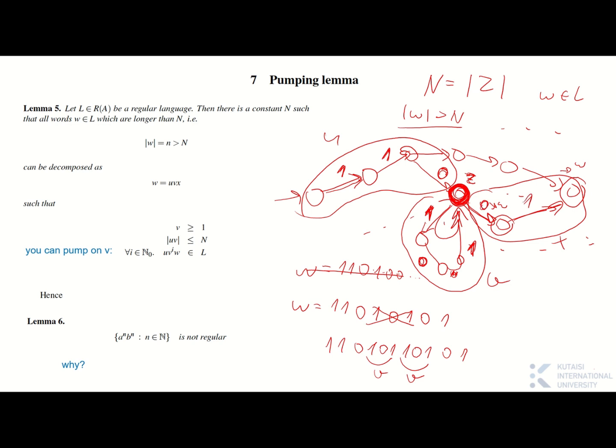If there exists a state that when you start, you also end at that state, you can go as many times as you want on the loop. This is pumping on V, or you can completely skip this loop. This is removing V at all. So if you have a DFA and your number of states is Z, and you have a string that is longer than Z, one of the states is visited twice. If one of the states is visited twice, that means you can go on the loop as many times as you like, or completely skip the loop.